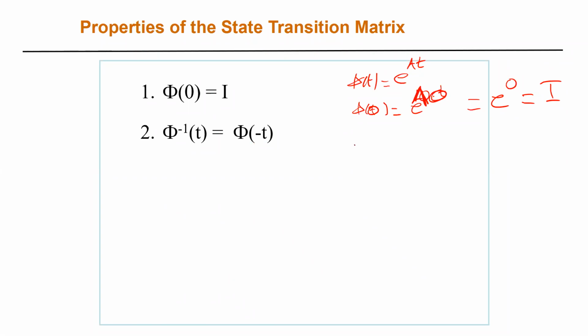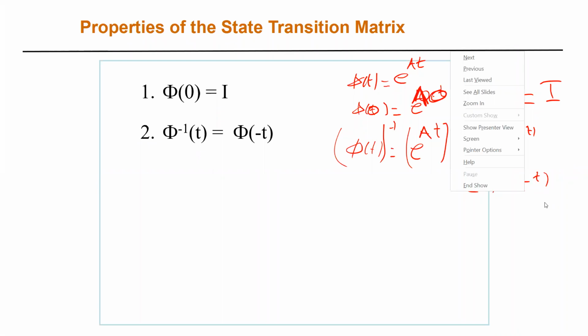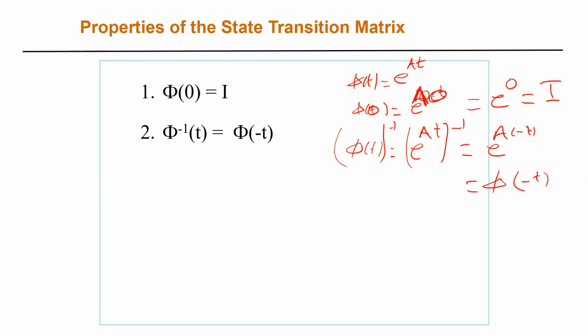Because by definition, Φ(t) = e^(At). If I want to invert it, Φ(t)^-1 equals e^(A(-t)), which is equal to Φ(-t). So if I want to invert a state transition matrix, all I have to do is replace t by -t, which is an extremely important property.